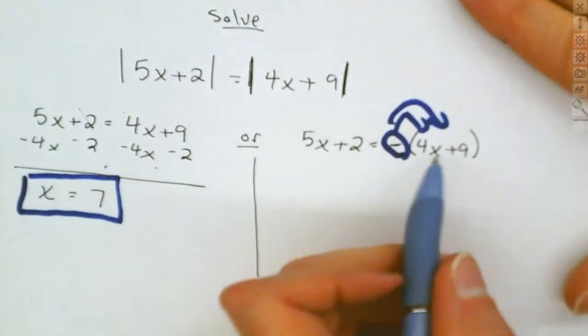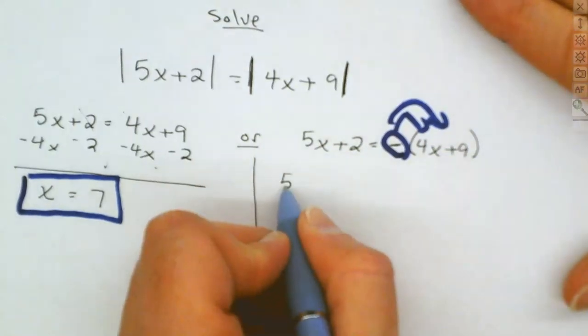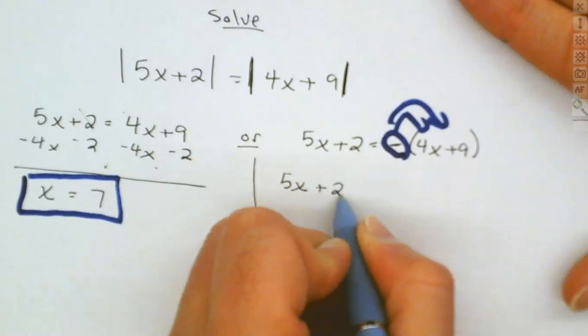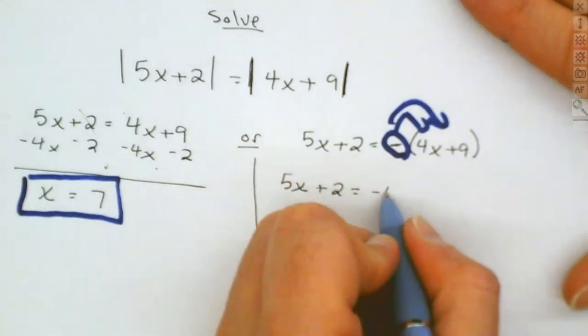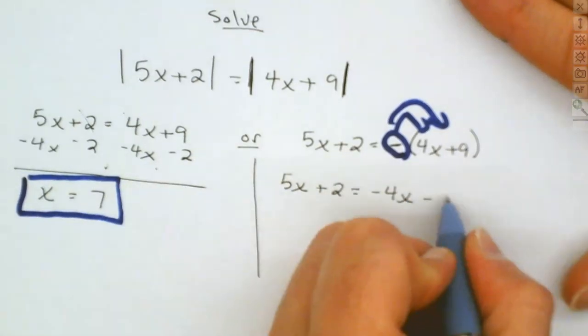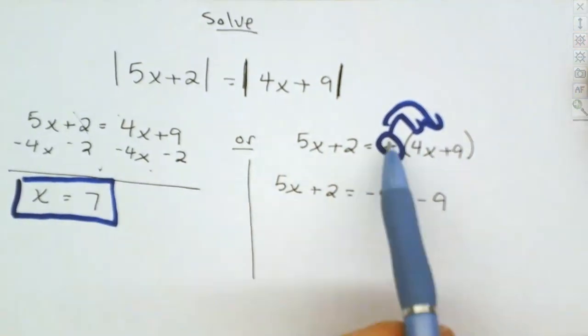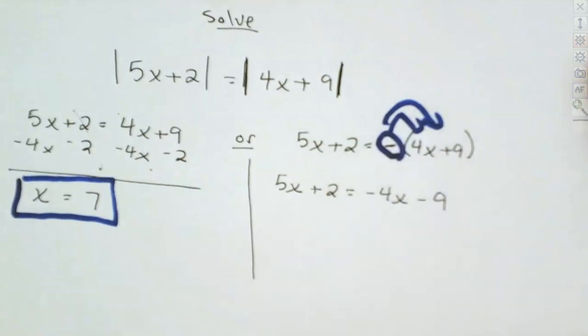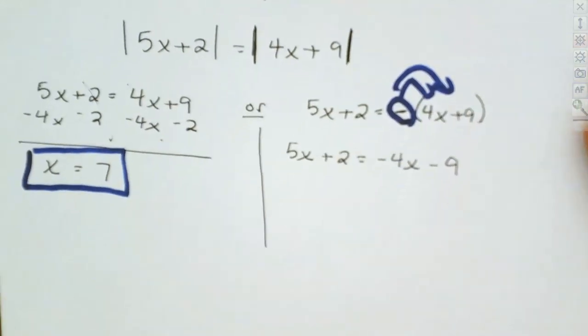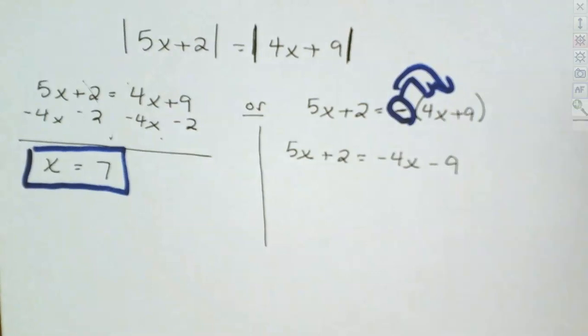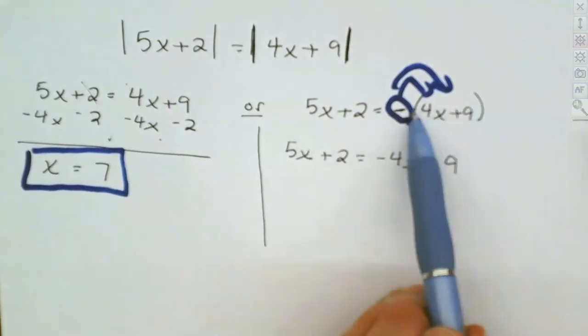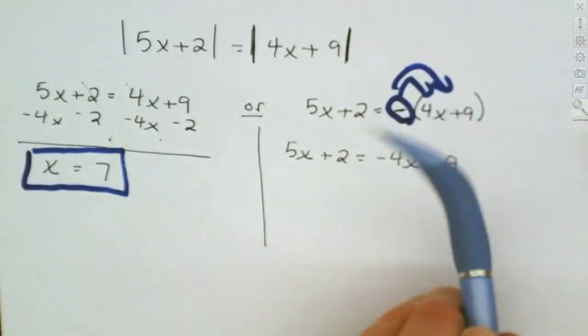Well, the other one, we distribute that negative through. So that's 5x plus 2 equals, we have a minus 4x and a minus 9. Right, distribute it through. Notice I drew the arrows and I pushed it through each one. A lot of times students forget to do the second part. They'll forget to do the 9. So make sure you distribute it through both parts.